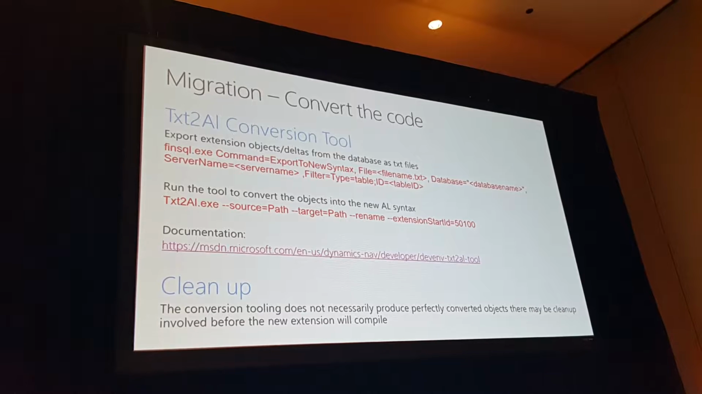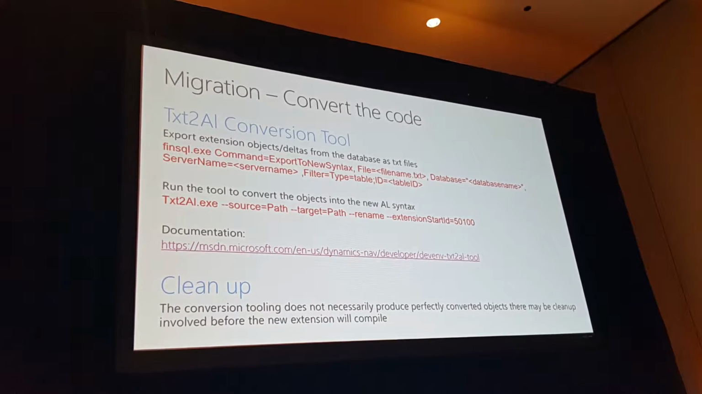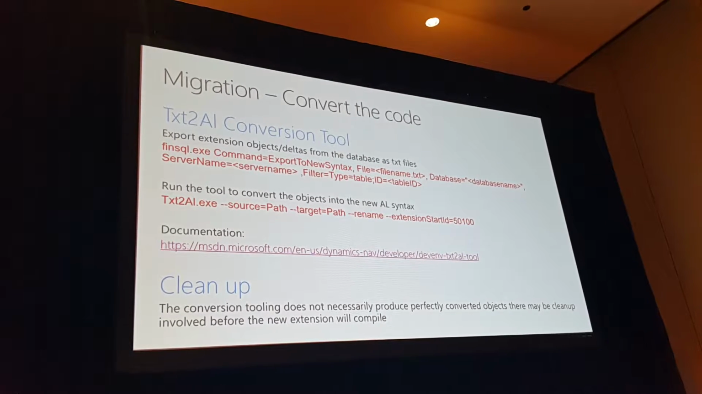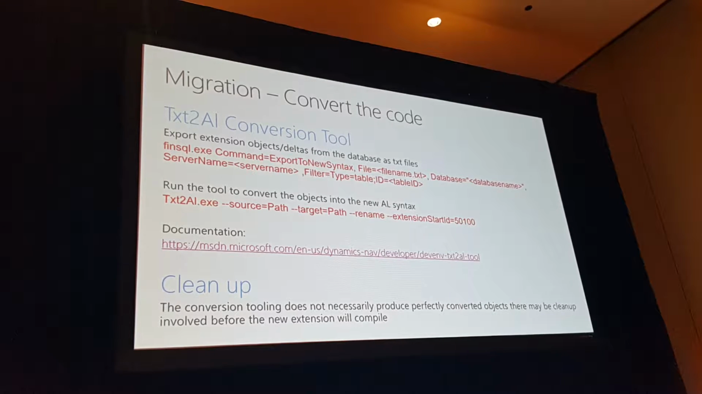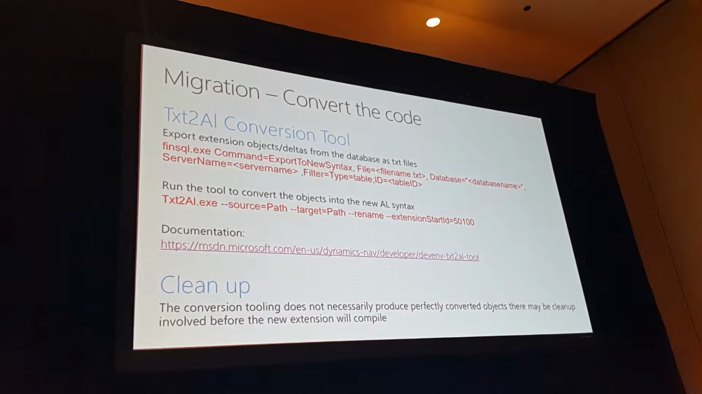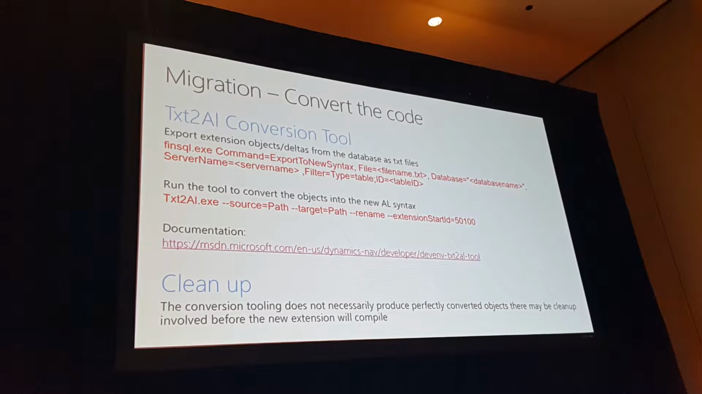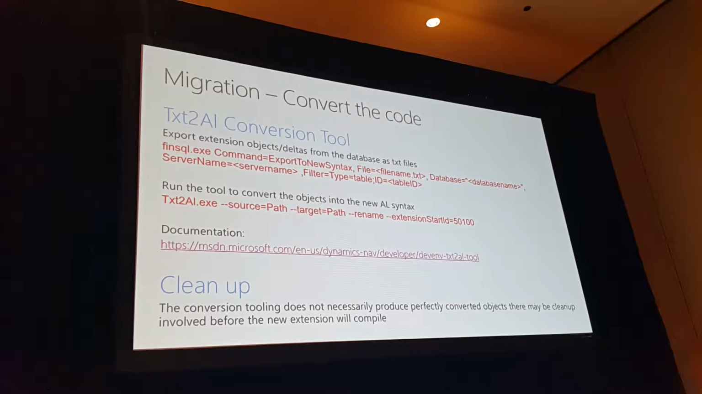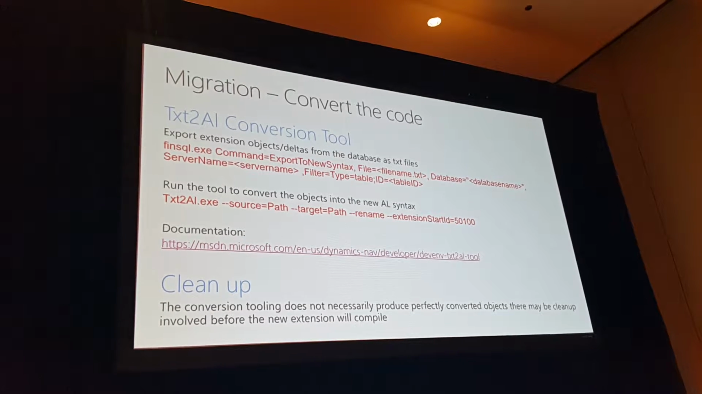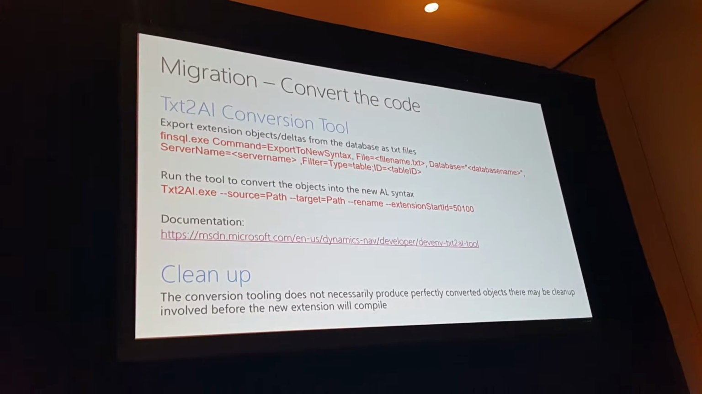And the information you need to provide, there's a couple extra parameters you can provide, but this is the basics that are required: the source, where your deltas were created and your new objects were created, the target, where you want the files to go. If they happen to be the same location, you can use the rename so as to avoid file collisions and overwrites. And the extension start ID. And what you may be thinking now is, why do I need to provide an ID? My objects all have IDs.